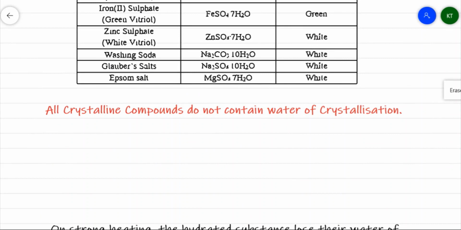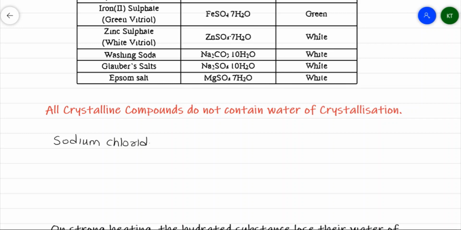It is not necessary for a compound to have a crystalline shape to possess water of crystallization. It is not necessary for a compound to possess water of crystallization to have a crystalline geometry. We have certain compounds which do not possess any water of crystallization, but still they are found to be in crystalline shape. So we have an example related to that, that is sodium chloride.